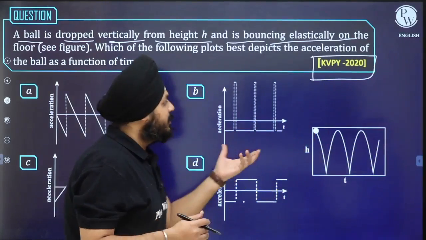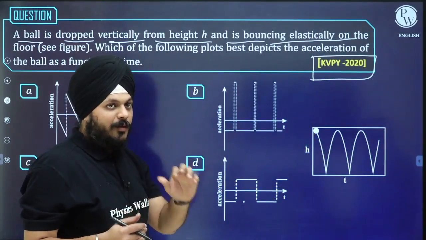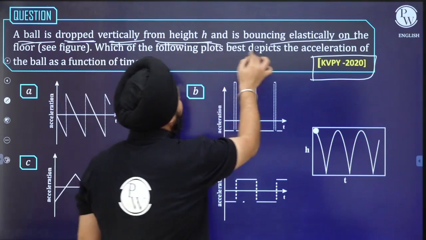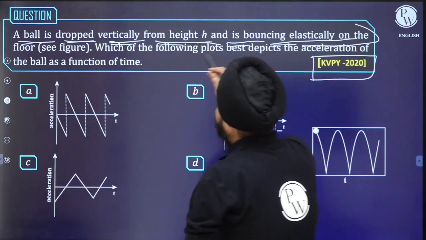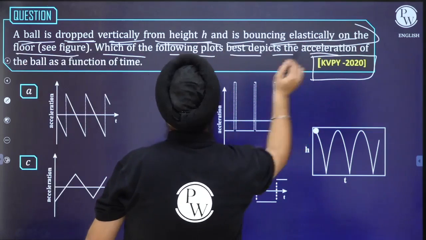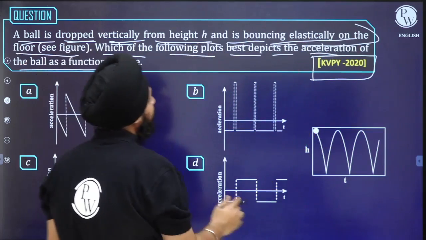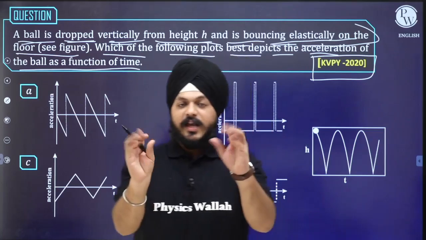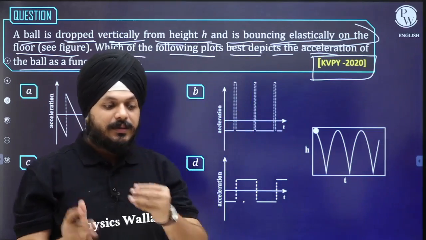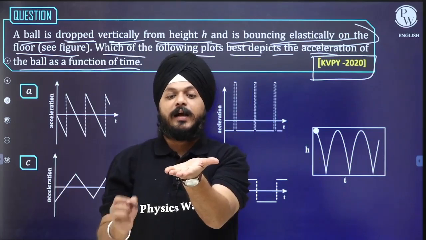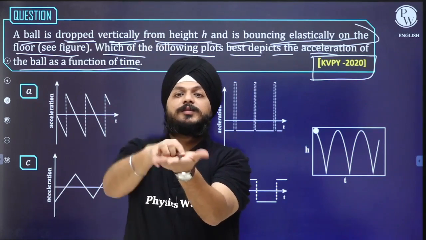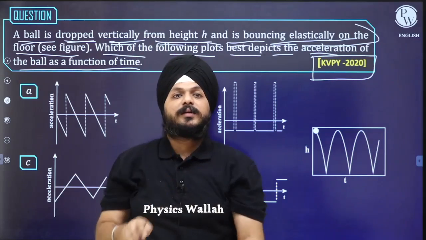Now let's see the solution for this specific part. What the question states: a ball is dropped vertically from the height h and it is bouncing elastically on the floor. Which of the following plots best depicts the acceleration of the ball as a function of time? See, an elastic collision is going on, right? Suppose this is the ground and this is the height. Ball is moving like this way, this way, this way.